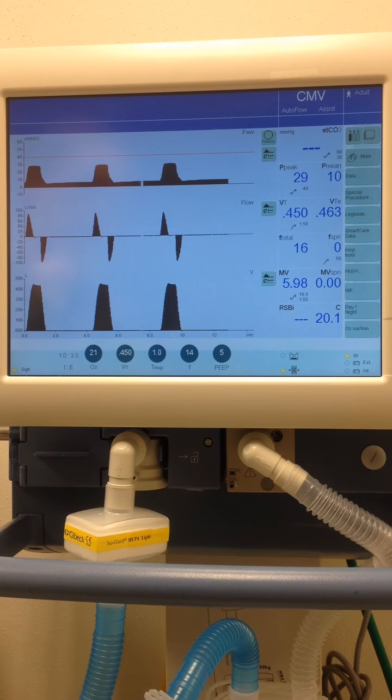So what happens if our compliance increases? What is going to happen? So just the opposite. If our compliance increases, we're going to see an increase in our tidal volume and a decrease in our peak pressures until the ventilator gives that volume breath, reads it, and adjusts its pressure control to give us the correct tidal volume, which is 450 in this case. So let's go ahead and see it.